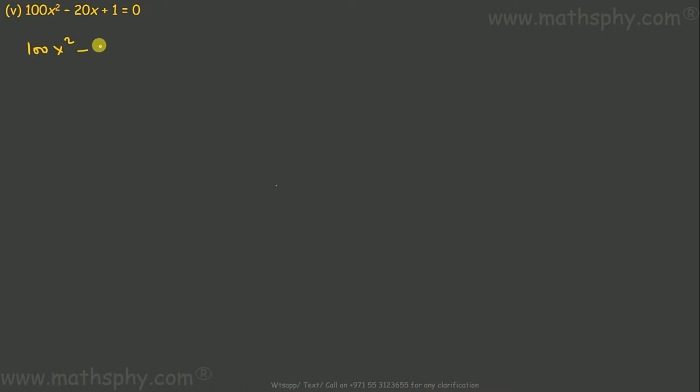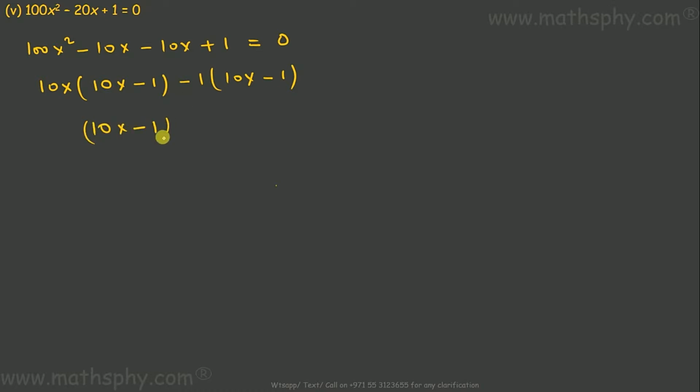100x squared minus 10x minus 10x plus 1 equals 0. If I take 10x as common, this gives me 10x minus 1. If I take 1 as common, this gives me 10x minus 1. So 10x minus 1 into 10x minus 1. So 10x minus 1 equals 0, 10x is equal to 1, so x is equal to 1 over 10.